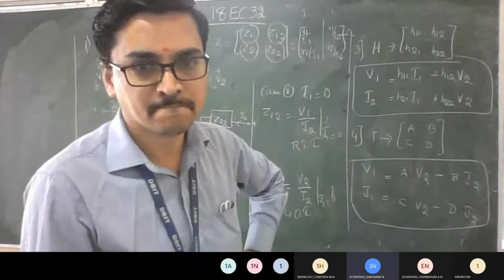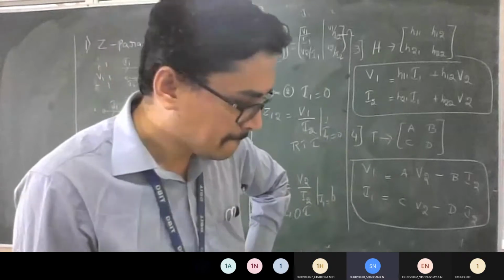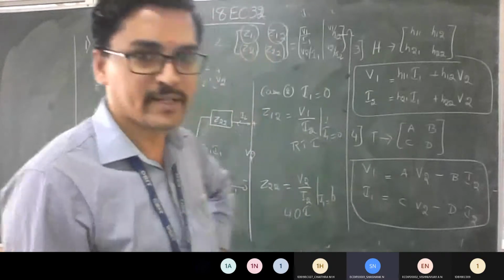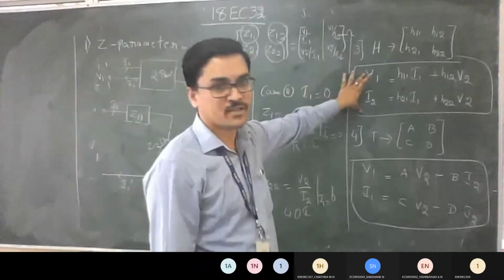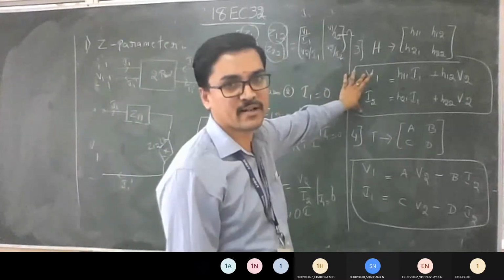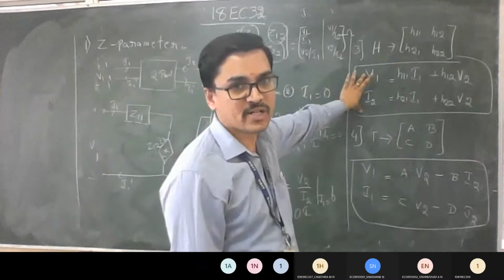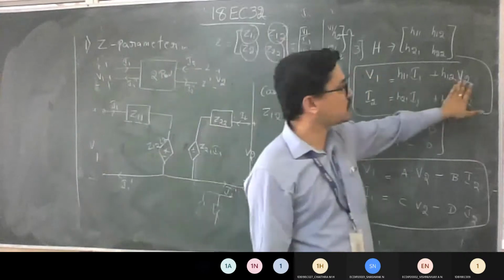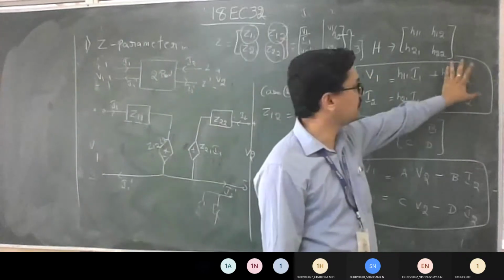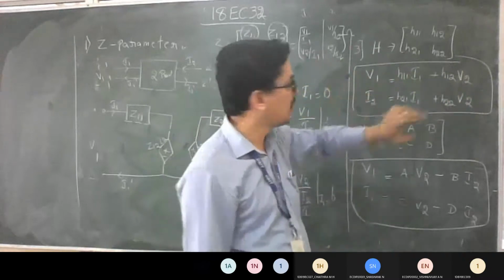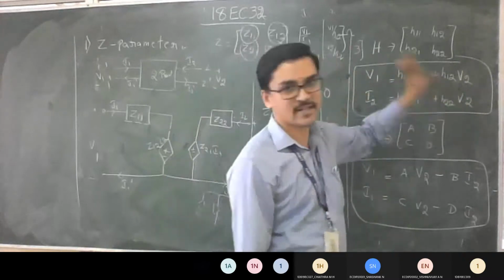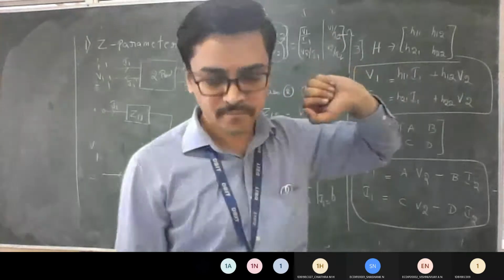Sir, the H parameter? Okay, I'll repeat. H parameter, this is a generalized equation. So in this equation, what do we want here? We want the individual coefficients. So take case 1, V2 is equal to 0. So this is gone. You will get these two answers from this. Case 2, I1 is 0. You will get these two answers. Is it fine till there?